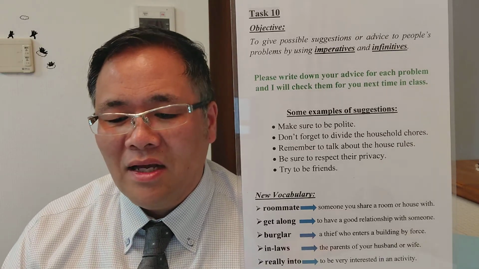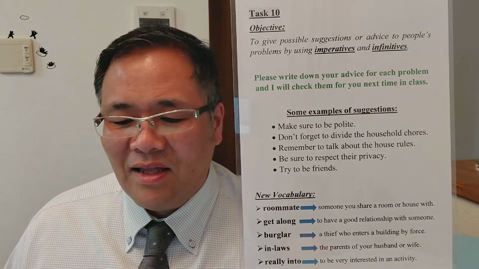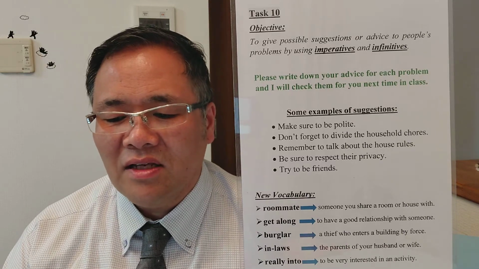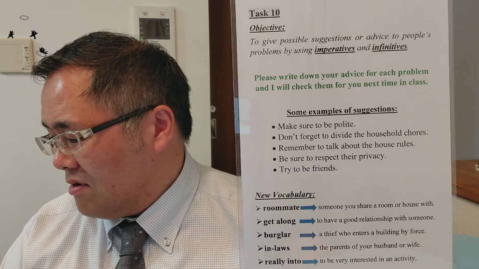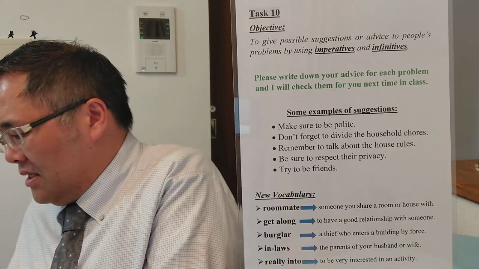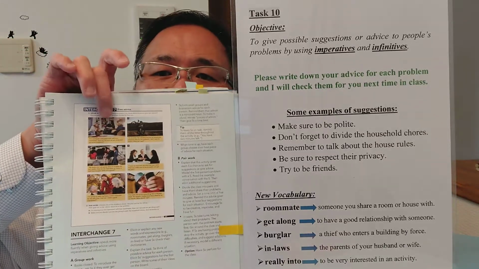So again, when you give advice, try to use imperatives. That's the goal. As you can see, the objective is to give possible suggestions and advice to people's problems by using imperatives and infinitives. Now there are 6 pictures there. Let me just give an example. Okay, here we are. There's 6.